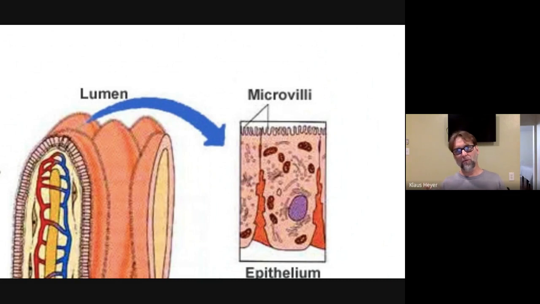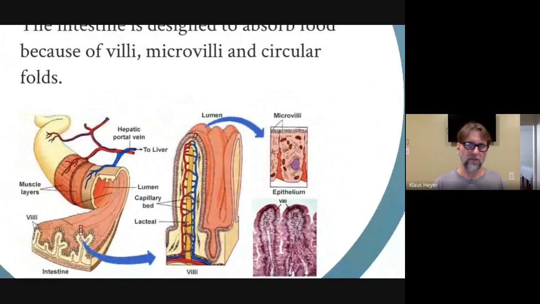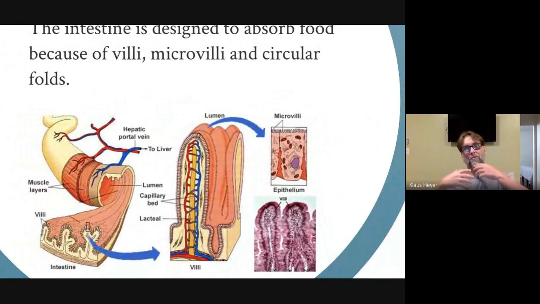You can't even see those. You can see the villi. With a simple microscope, we could definitely see the villi. But we cannot see the microvilli. So we call that the brush border because it kind of looks like a brush. But anyway, the microvilli also increase the surface area of the small intestine. So we have a dramatic increase of surface area.